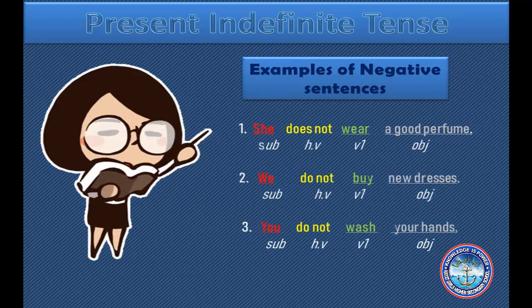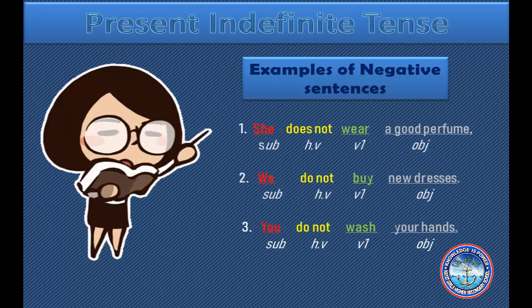And the examples are: she does not wear a good perfume. She is third person singular. Here we use the helping verb does not. Does not is used to negate this statement. To make sentences negative, we use does not and do not. That is why we use does not as a helping verb here, only in negative sentences. Do not use a helping verb in affirmative sentences. So, she does not wear a good perfume. When we use does in a statement, we will not use s with the first form of verb.